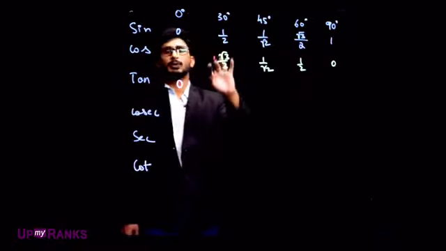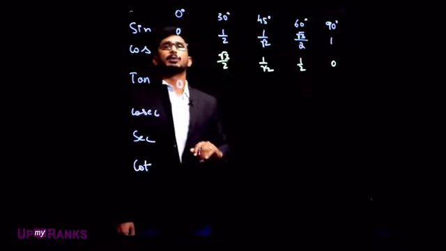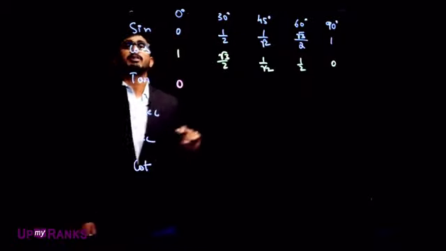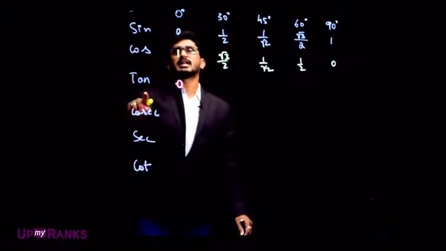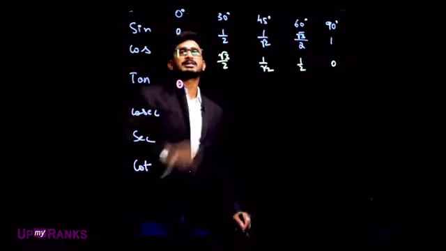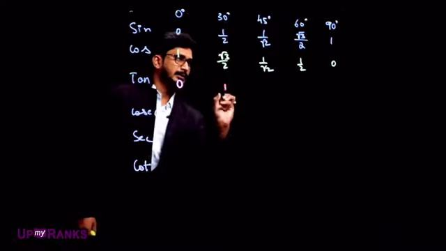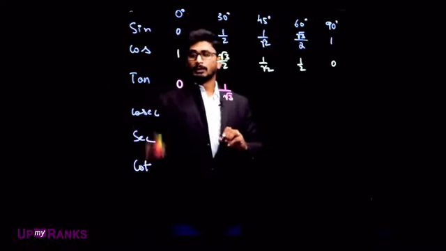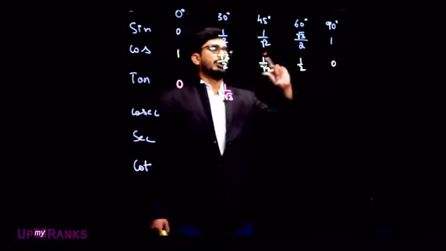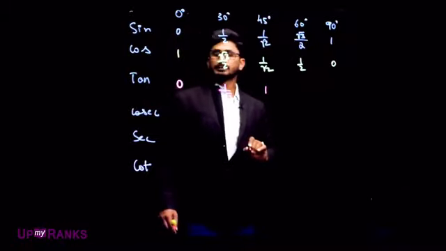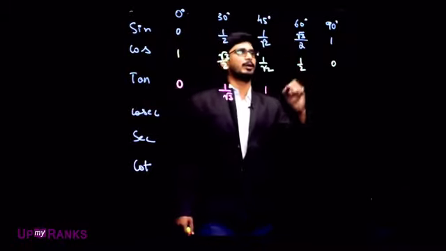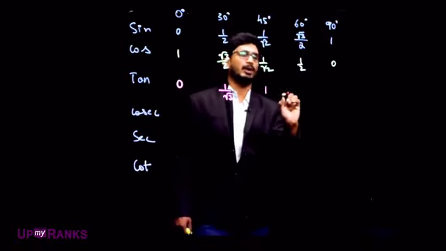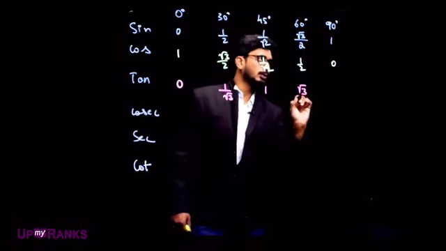Now 1 by 2 divided by root 3 by 2. Why are we doing it? Tan is nothing but sine by cos, sine 30 degree by cos 30 degree. So we get it as 1 by root 3. Tan 45: 1 by root 2 divided by 1 by root 2, which is 1. Now root 3 by 2 divided by 1 by 2, which is root 3.